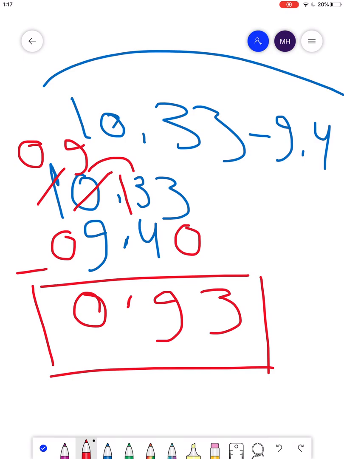By this, we have explained how to subtract and add decimals. I hope it's beneficial for you.